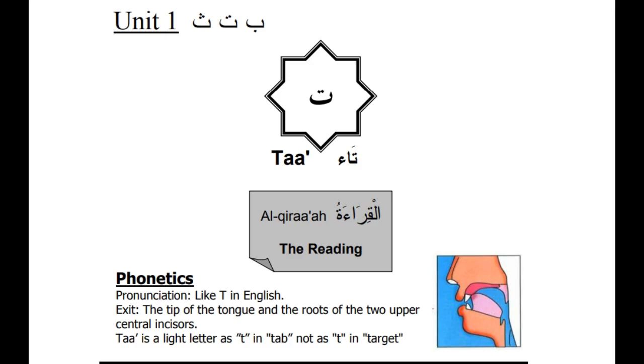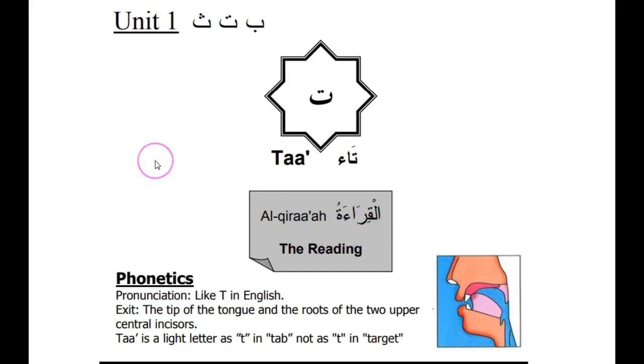Bismillahirrahmanirrahim. Let's continue with unit number 1, and we are going to do our second letter, ta. Ta exactly looks like a smiley face, the same body as ba, but with two dots on top of it.